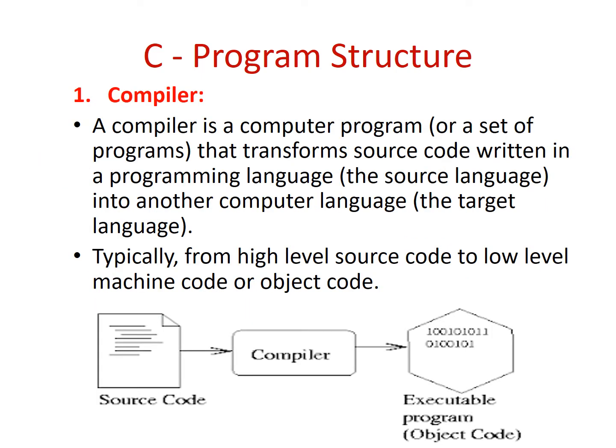Now, what is a compiler? A compiler is a computer program that transforms source code written in a programming language into another computer language, that means target language. Typically from high level source code to low level machine code or object code.